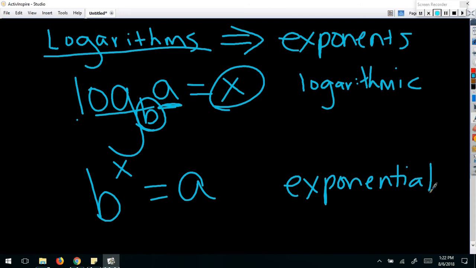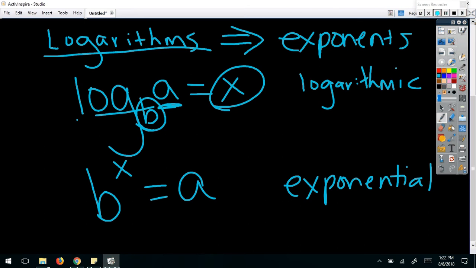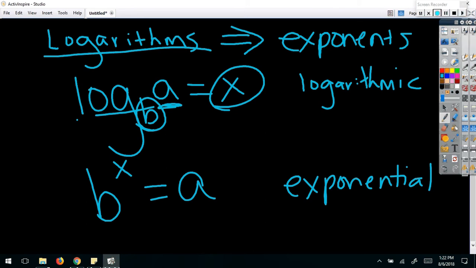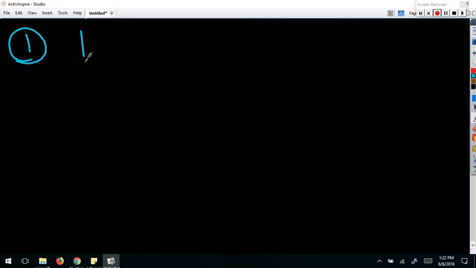Okay, so what we do, we have some properties with logarithms. Three main properties, actually. Sometimes they're referred to as laws or properties, but I just want to run through all three of them real quick. The first one deals with multiplication. So let's say I have the log base b of x times y.